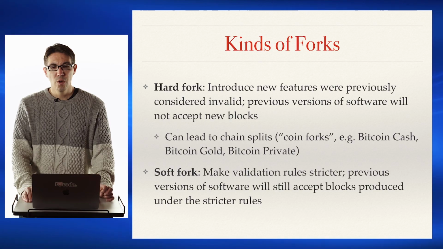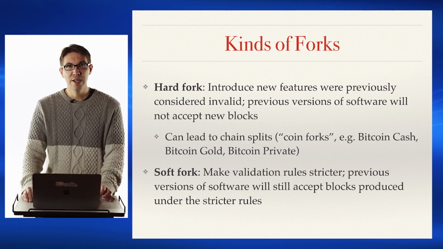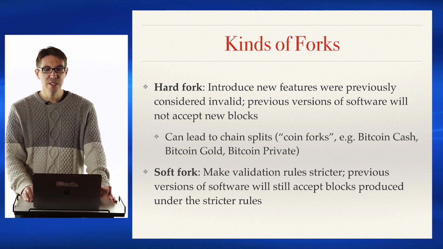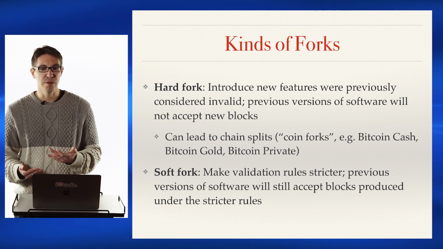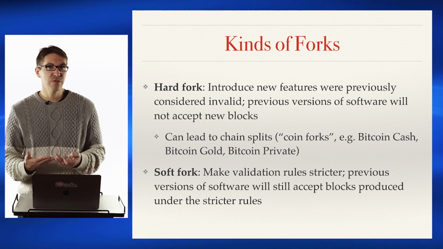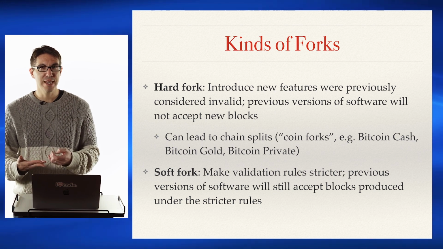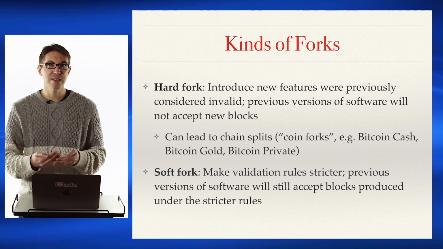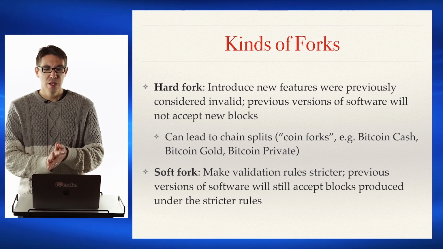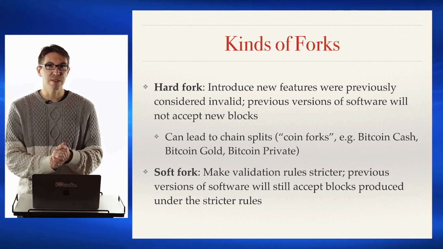We also see changes in the network in terms of forks. There are 2 kinds of forks. So first off, a hard fork. This is where new features get added to the blockchain that were previously considered invalid. So previous versions of the software won't accept new blocks, but the past is shared between the 2 blockchains. So this can lead to chain splits.